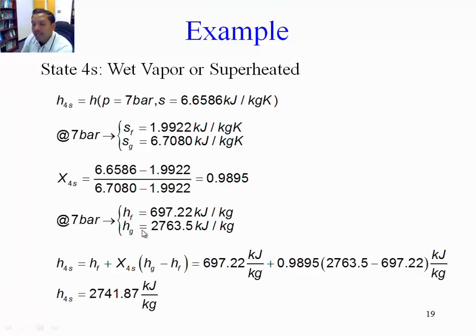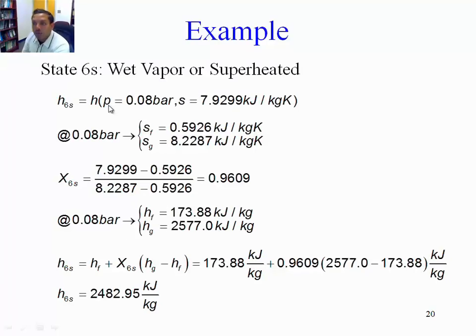Then with this quality, we can calculate the enthalpy of state 4, which is the enthalpy at 7 bar and a quality of 0.99 or 0.9895. Given the enthalpy of saturated liquid and the enthalpy of saturated vapor, we plug it into the equation for enthalpy at state 4 is equal to enthalpy of saturated liquid plus quality times enthalpy of saturated vapor minus enthalpy of saturated liquid, and we find it to be obviously very close to Hg, 2741.87 kilojoules per kilogram. That's the enthalpy of state 4, at least the ideal one, because we are assuming that the process from 3 to 4 is isentropic.